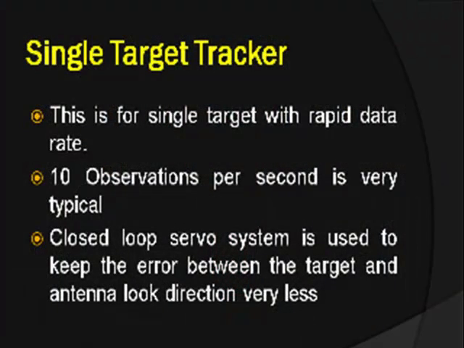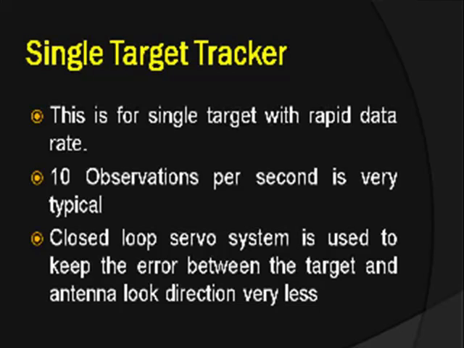So now let us see what are the types available in tracking radars. The first and foremost will be single target tracker. This is for tracking a single target. So as only one target is always in the range of this, it will be able to give the required data at a very high data rate.